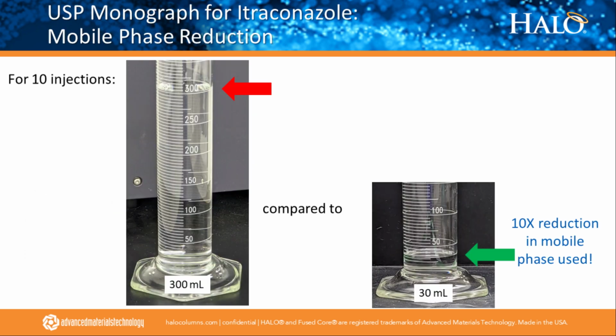But then in terms of sustainability and reduction of solvent, for 10 injections on the original method, you're using 300 milliliters compared to only 30 milliliters for the modified method, which is a 10 times reduction in the mobile phase used. And also thinking about waste disposal, that would be less waste that needs to be disposed of at the end of the experiment.